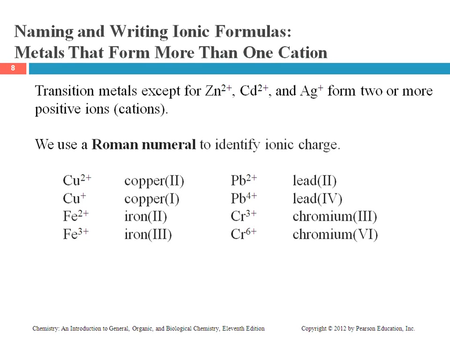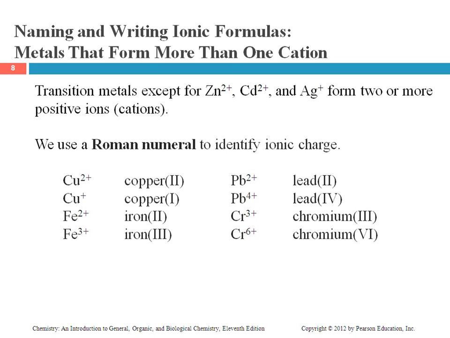Welcome back to Chapter 4.3. The next thing we're going to discuss is naming and writing ionic formulas for metals that form more than one cation. Okay, this is different from what we've looked at previously because our group 1, 2, and 3 metals always form a +1, +2, or +3 ionic charge.